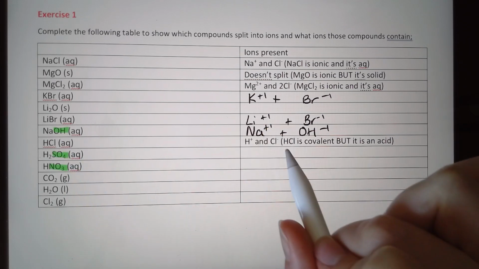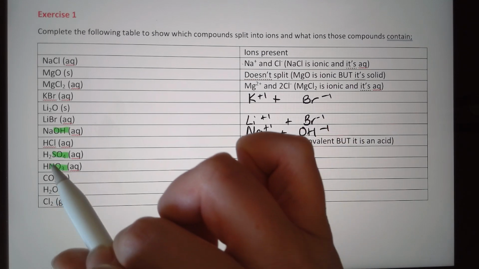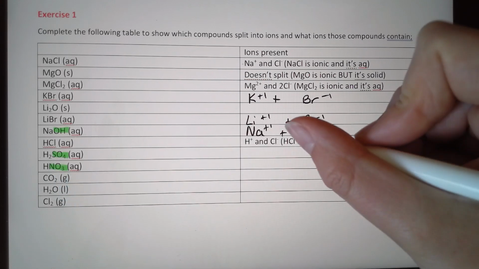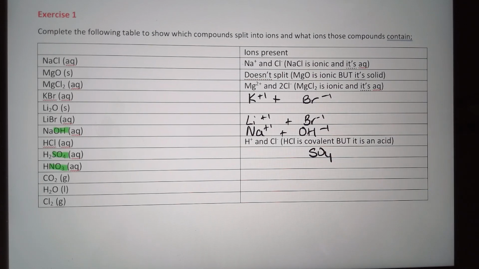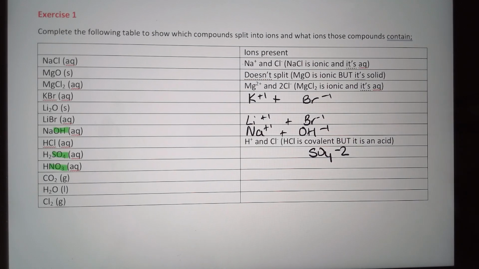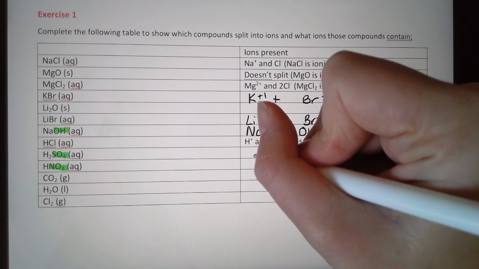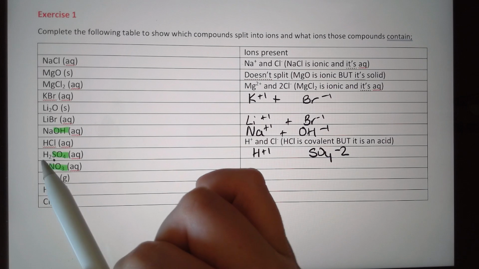HCl, covalent but aqueous, so it splits into ions. H2SO4, it's an acid, it's going to split. As I said, it's got one of the polyatomic ions. It's got the sulfate ion, which is SO4. So I'm not going to separate those. And you need to know this formula. You need to know it's SO4, and you need to know it's got a -2 charge. I've also got hydrogen. Hydrogen is always going to be +1. And again, I can see from my formula I've got 2 hydrogens.